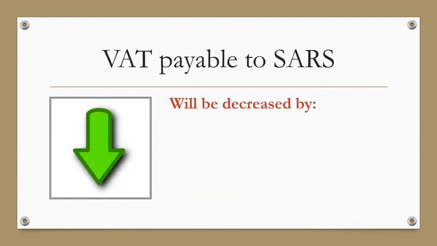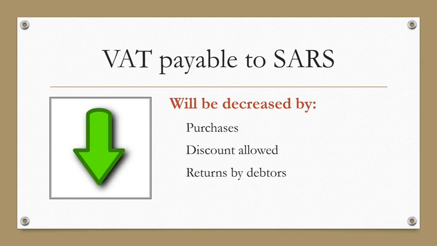Decrease. What will decrease the amount that we owe SARS? Purchases, because we can claim that VAT back. Also discount allowed. When we sold, it increased, but now we allow discount, so it will decrease the amount payable to SARS. The same with returns by debtors as well as bad debts.